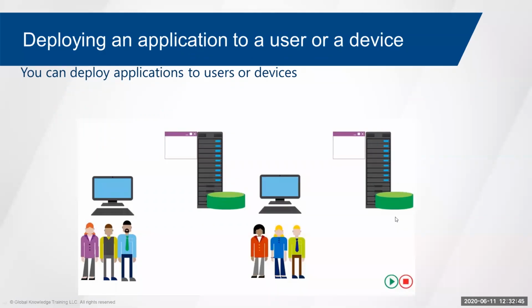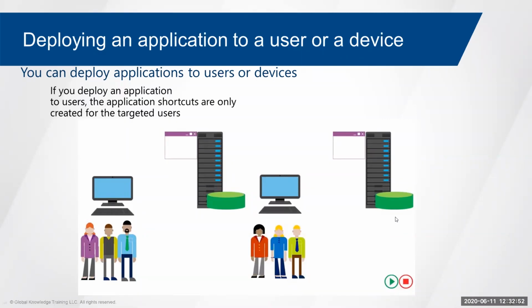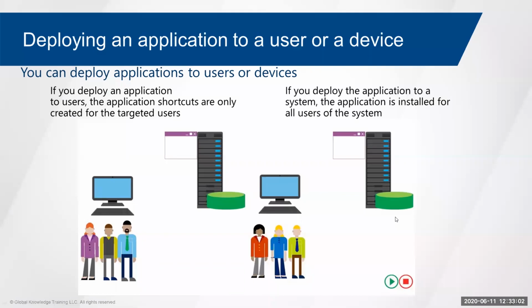Now, you can install for the system and you can install for users, right? And if you install for system, it installs for every user of that system. However, if you deploy it to the user, it only gets installed for that specific user account, right? So we can see here, all users have it when it's installed for system, but only users that are targeted will actually get the application when you're going user-centric.